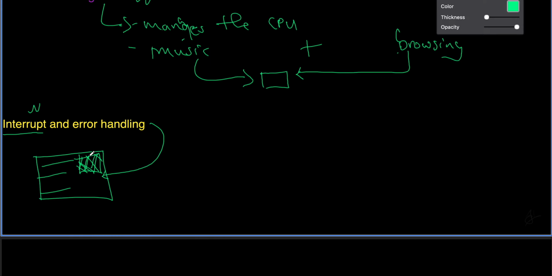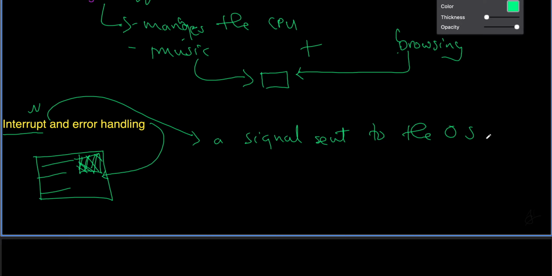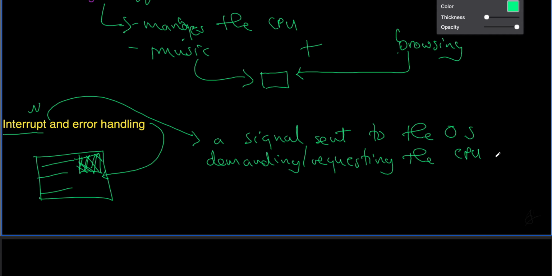So by definition, an interrupt is a signal sent to the processor, to the CPU or to the operating system, demanding or requesting CPU time and resources.